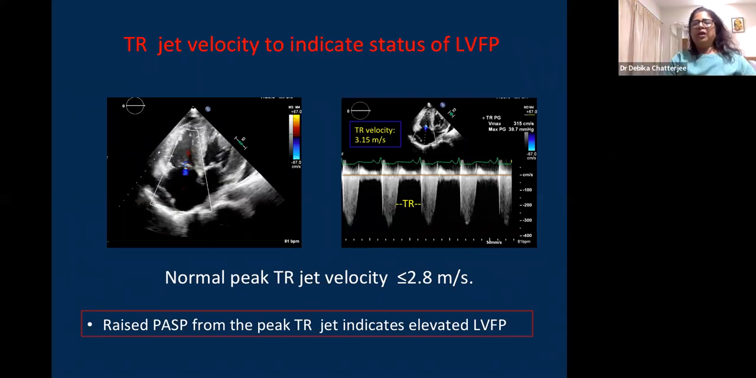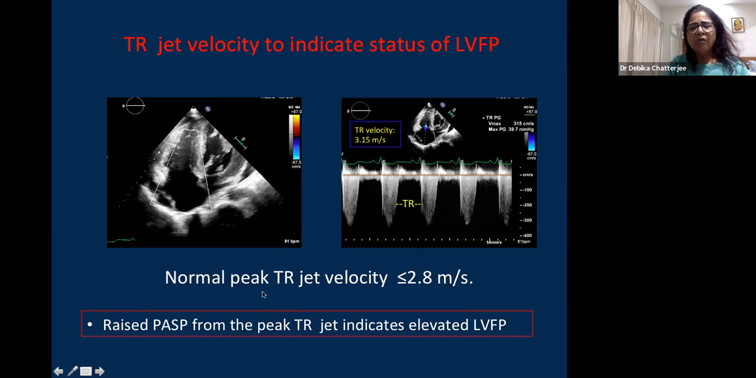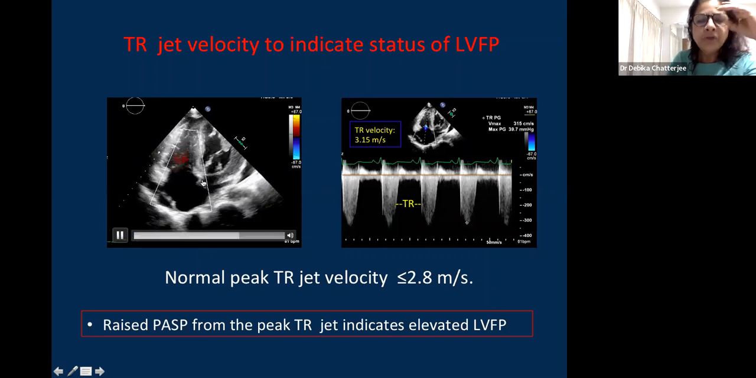So it's 40 millimeter of mercury. Now, normal peak TR jet velocity should be less than 2.8 meter per second. Here I got 3.15 meter per second. So it indicates the raised pulmonary arterial systolic pressure, because with this TR jet gradient, we add the RA pressure.